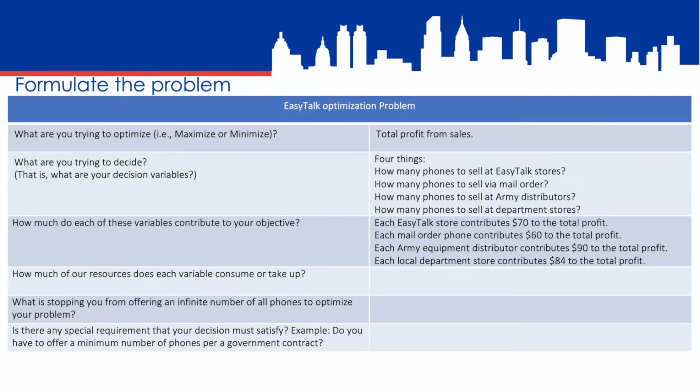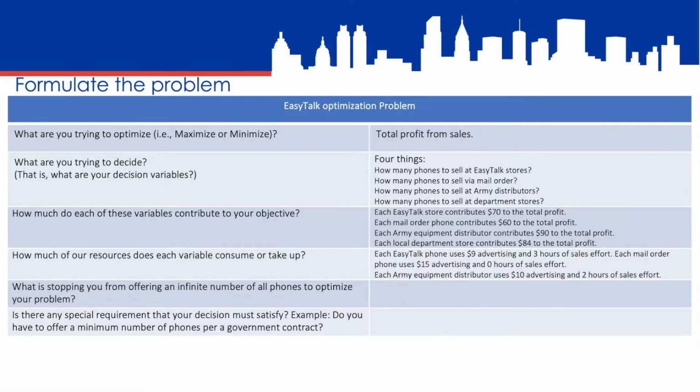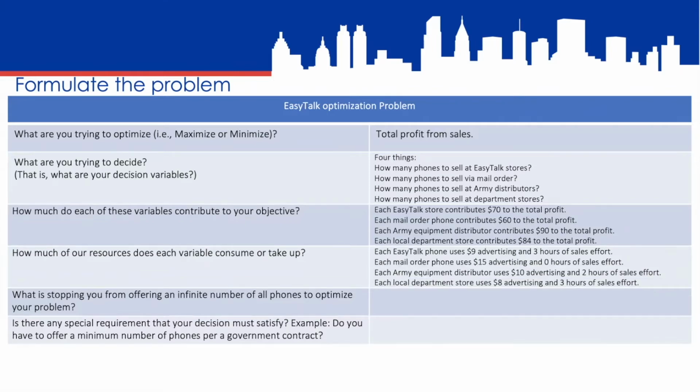How much of each of these resources does each variable consume or take up? Each EasyTalk phone uses $9 in advertising and 3 hours in sales effort. Each mail order phone uses $15 in advertising, but $0 of sales effort. Each Army equipment distributor uses $10 in advertising and 2 hours of sales effort. And each local department store uses $8 in advertising and 3 hours of sales effort.